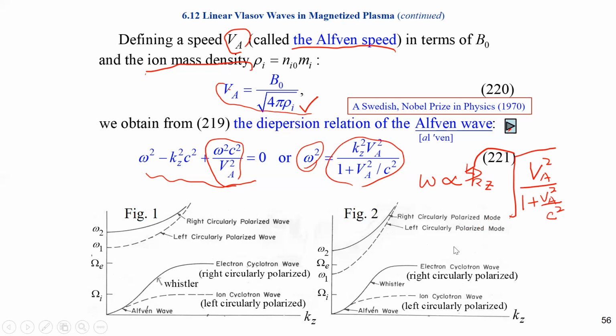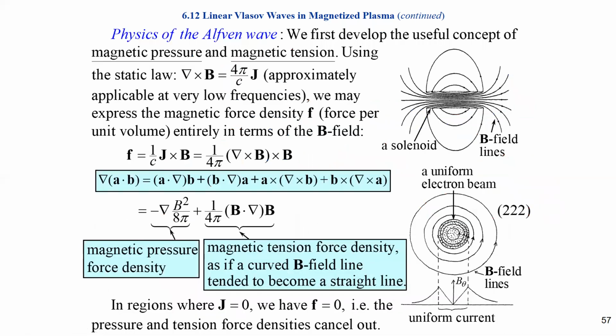So it's an Alfven wave. Let me read it again. It just looks like a linear wave here. In this region, omega and Kz have a very simple relation. But it's not the speed of light. It's much smaller, and it's related to the ion speed. So it's relatively small, as we showed here. So the physics of the Alfven wave is shown here.